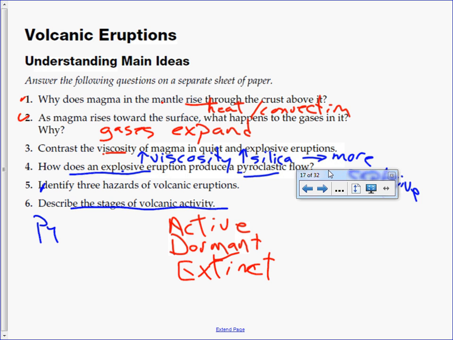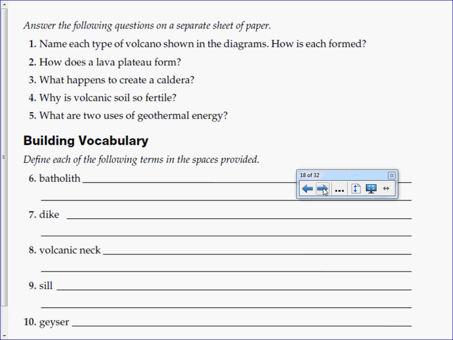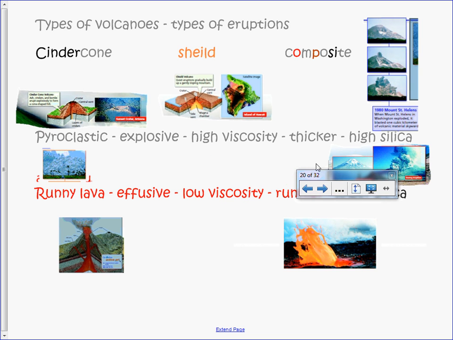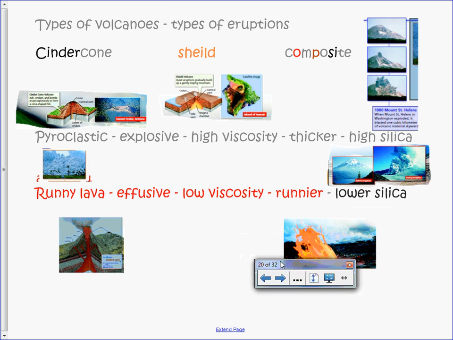And then there's extinct, which seems like it should mean it's not going to erupt again. But the textbook says it's unlikely. So it's not saying it's not going to erupt again, but it's extinct. It's most likely not. Okay, let's look at some pictures. We're going to come back to that.